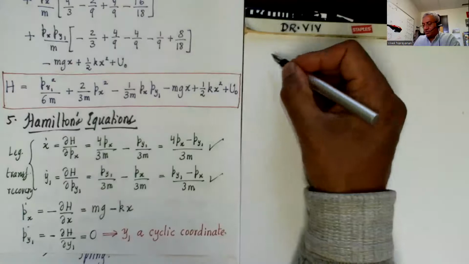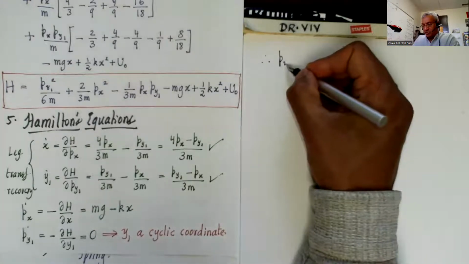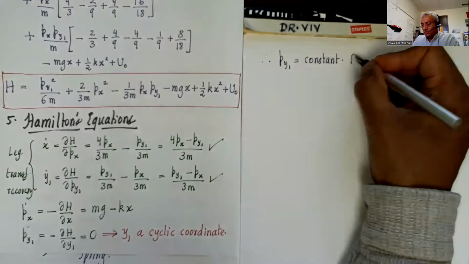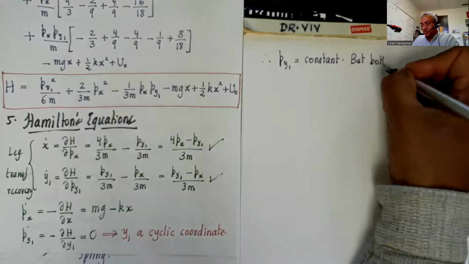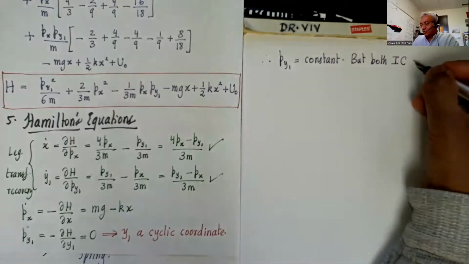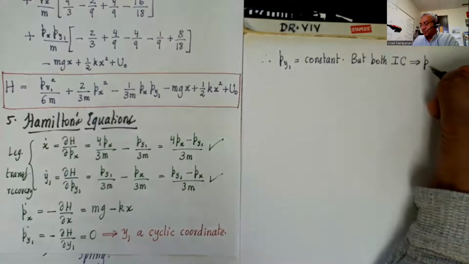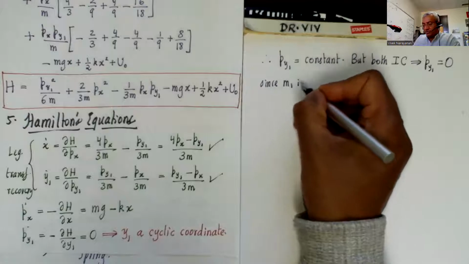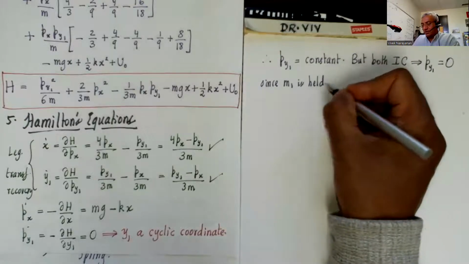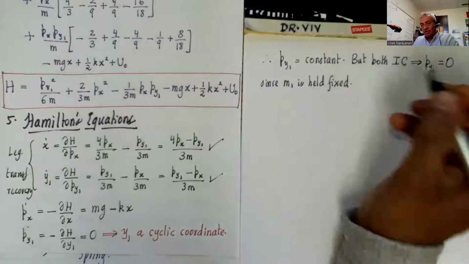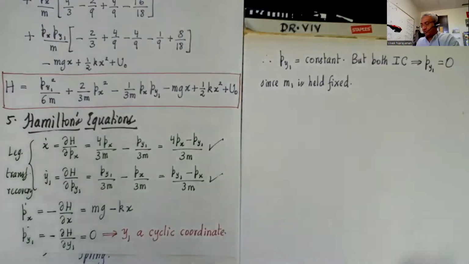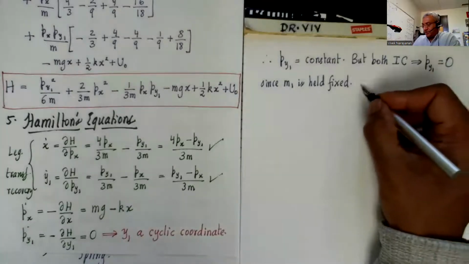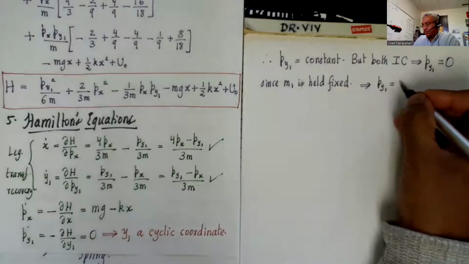Therefore, Py1 is constant, but both initial conditions imply that Py1 is 0, since m1 is held fixed. If m1 is held fixed, the momentum it had in the beginning is the momentum it has for all time. So this tells us that Py1 must be 0.